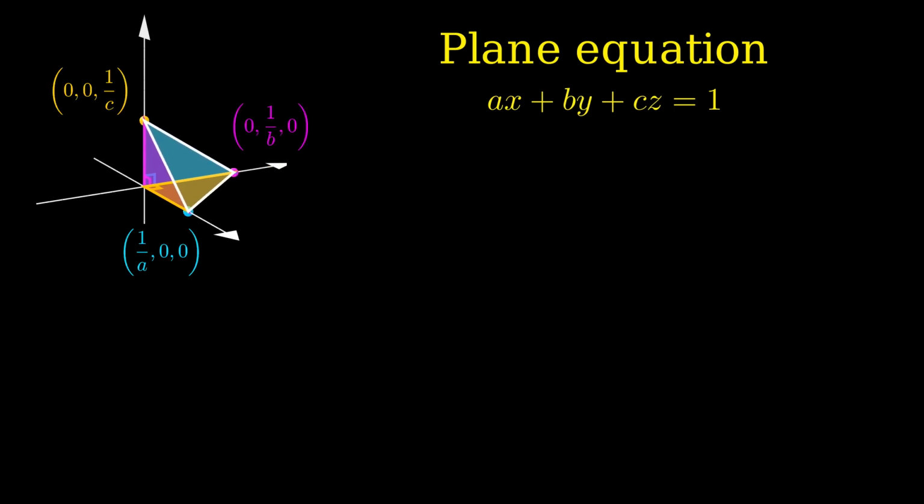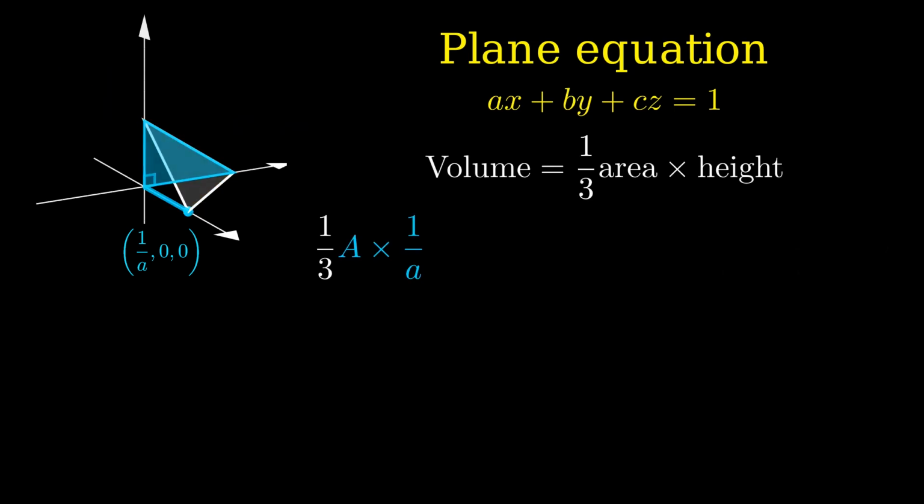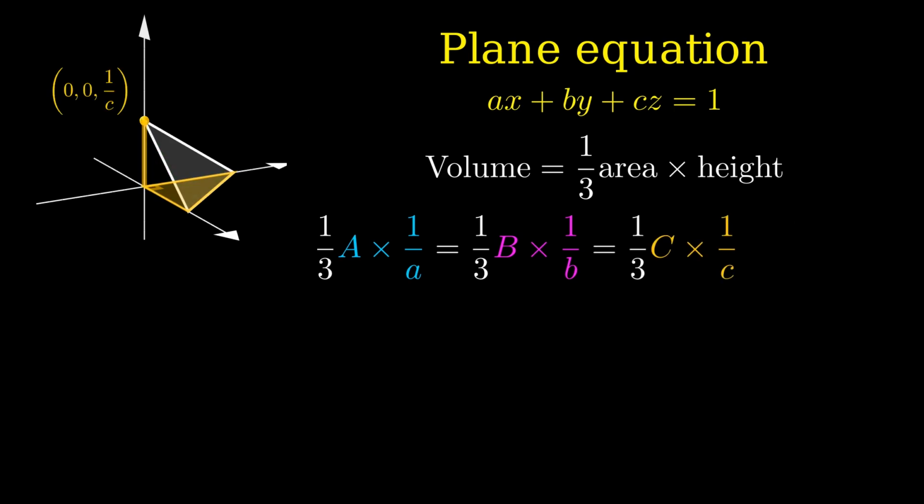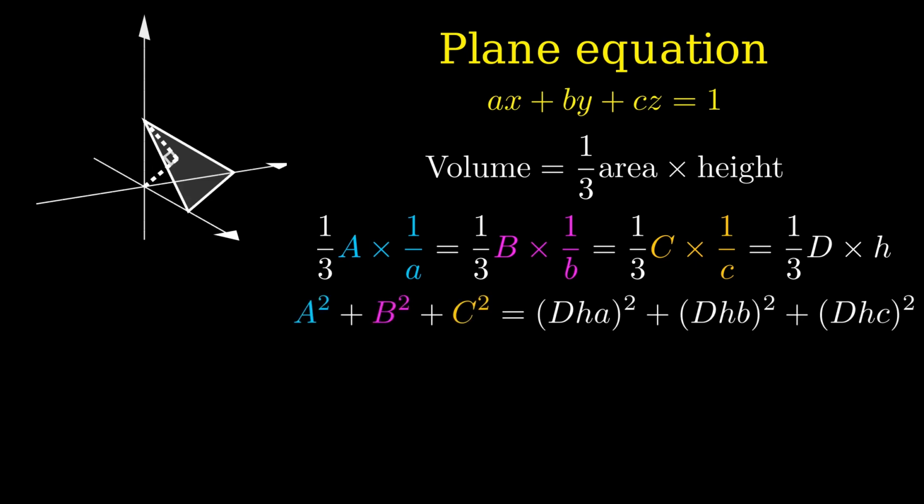Now we use the equation for the volume of a pyramid, 1/3 base area times height. And by taking each triangle in turn to be the base, we can write this volume in 4 different ways. We don't yet know the perpendicular distance from triangle D to the origin, let's just call it h for now. And we can write capital A, B, and C in terms of D, little h, little a, b, and c like this.